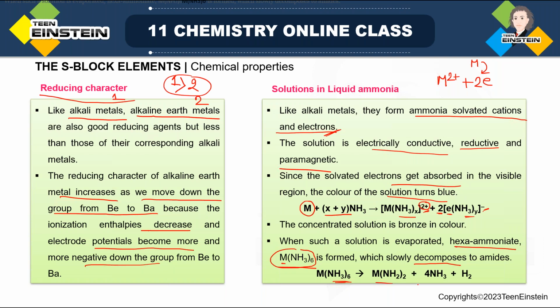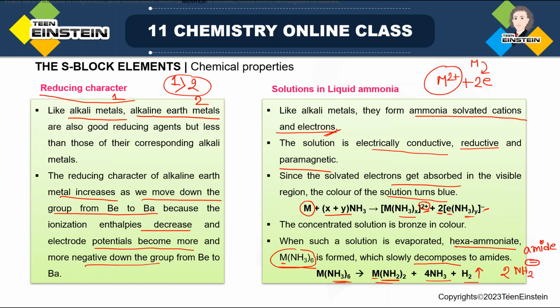M(NH2)2. So this is basically an amide, because if you just focus on this part, NH2, it is carrying a single negative charge. That means for the metal, as it is carrying 2 positive charges, we need 2 NH2 minus anions, which we call amide. So this molecule is basically a metal amide. Fine. And there is also formation of ammonia and hydrogen gas. So this is the ultimate fate if we evaporate the solution.